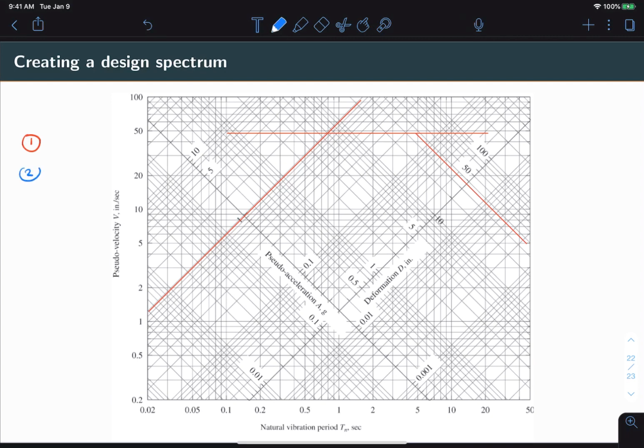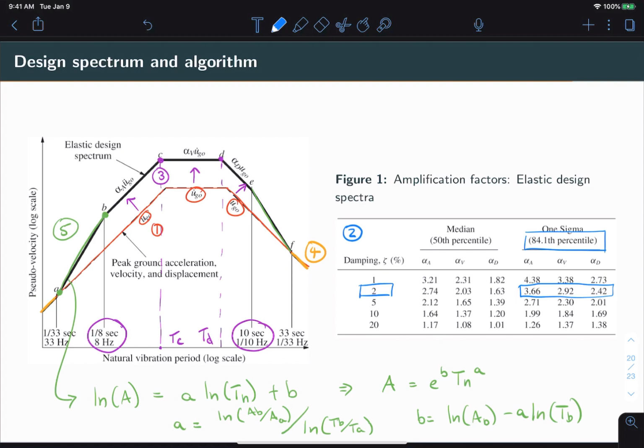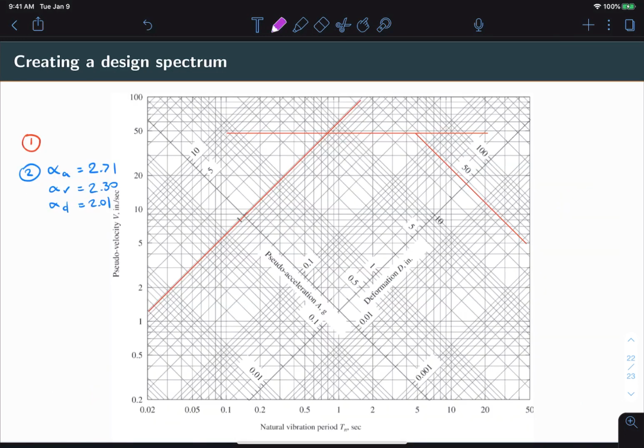For step 2, we need to find our alpha values. For that, we'll have to go back to our table. In this case, we are still in this column, but considering values for 5%, so our respective values will be 2.71, 2.30, and 2.01. Step 3 is to amplify the ground motion spectrum by the alpha values. First, we'll find our period corresponding to B, which is 1/8 seconds, or 0.125 seconds. Project that line up, and then we amplify our ground acceleration ü_g0 by 2.71. Since that is 1g, that'll give us 2.71 g's.